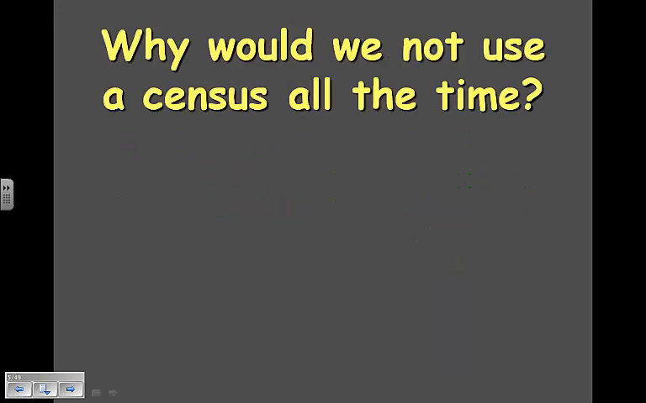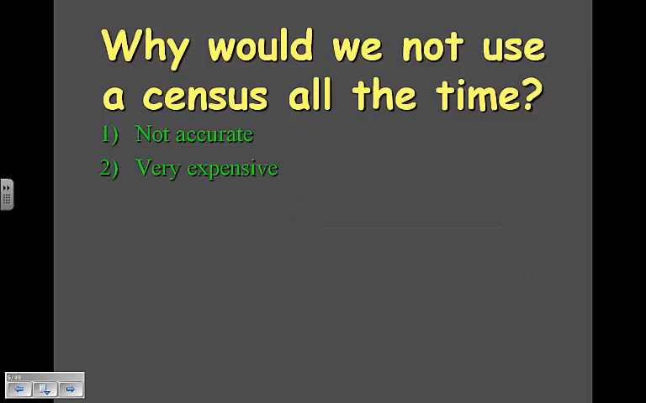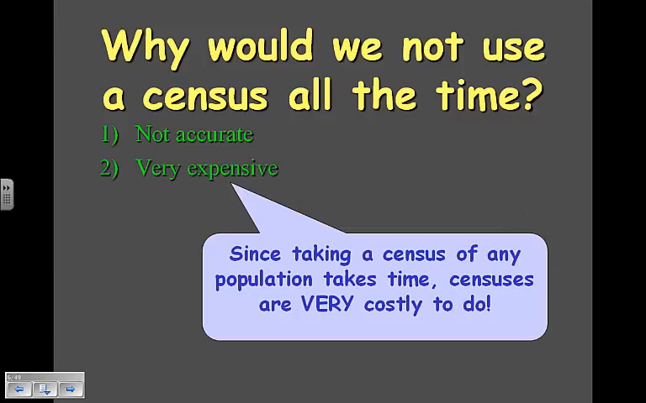Now, a census is a great tool, and some people may be asking, well, if a census is so great and we get a sample of the entire population, why not just do that all the time? Why do we need to even bother with sampling when we can simply do a census? Well, first of all, they're not terribly accurate. Look at the U.S. Census. It has a huge amount of error in it. Plus, it takes a long time to compile the data, and that sometimes makes the data obsolete by the time we get it. It's very expensive. That's why they only do it every 10 years.